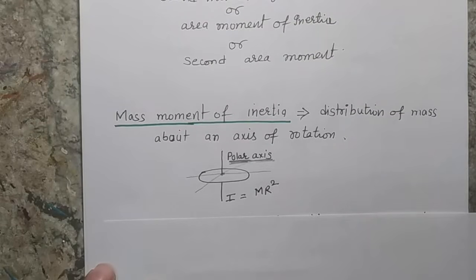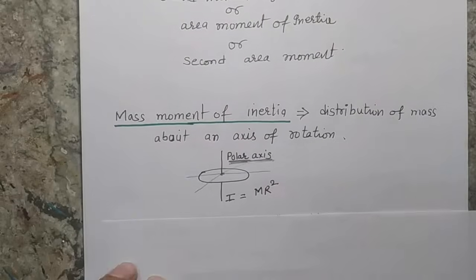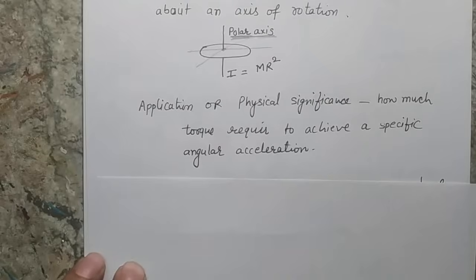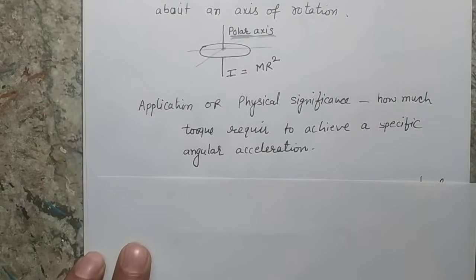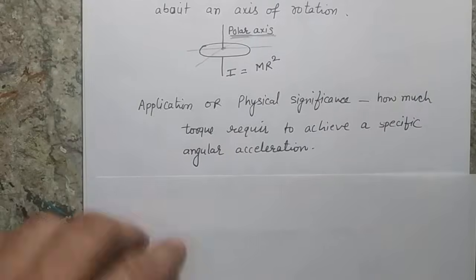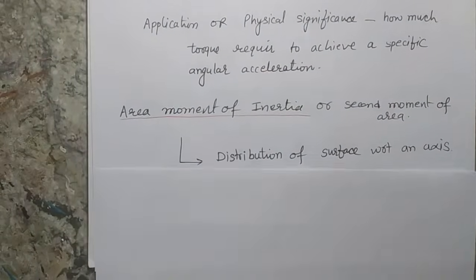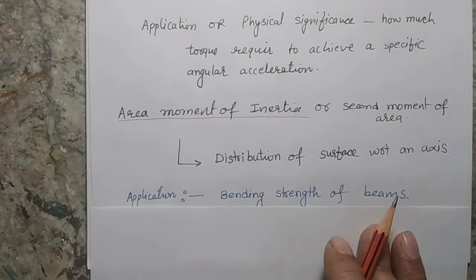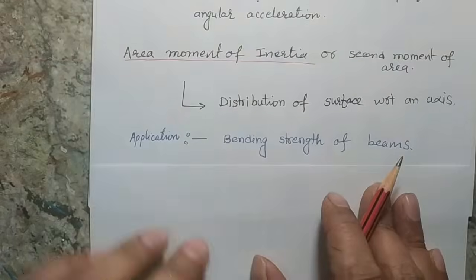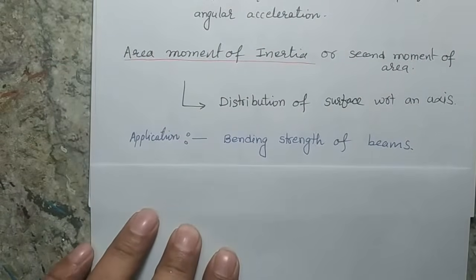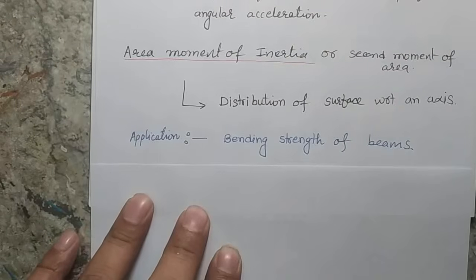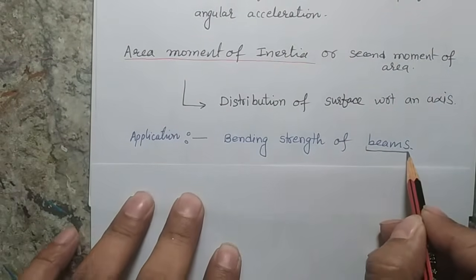So the moment of inertia basically represents the distribution of mass, and its application is that it gives the value of torque required to get a specific angular acceleration. In the case of the second moment of area, it gives the distribution of a surface with respect to a particular axis, and one of the apt applications of the second moment of area is to find the strength of beams. Now you should understand what a beam is.